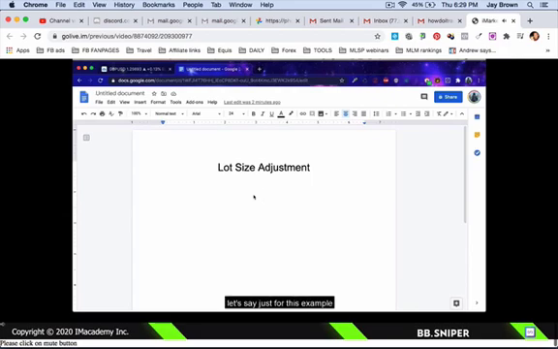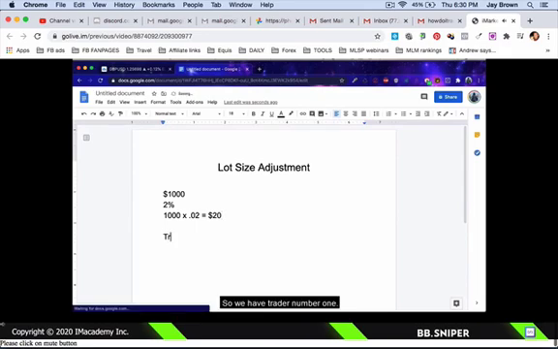First of all, let's say just for this example that we have 2 traders in the market. Each trader has a $1,000 account. Each trader is willing to risk 2% of that account. So what is 2% of 1,000? Let's just do the math real quick. We have $1,000 times 0.02 for 2%, which is $20. So each trader on any position that they take is willing to risk a maximum of $20 on the position.